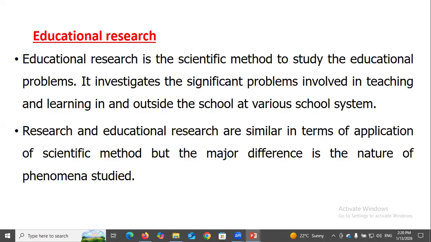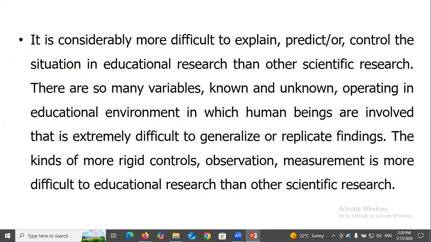Research and educational research are similar in terms of application of scientific method, but the major difference is the nature of the phenomena studied. It's considerably more difficult to explain, predict, or control the situation in educational research than other scientific research. There are so many variables, known and unknown, operating in the educational environment where human beings are involved that it is extremely difficult to generalize or replicate findings. Rigid controls, observation, and measurement are more difficult in educational research than other scientific research.